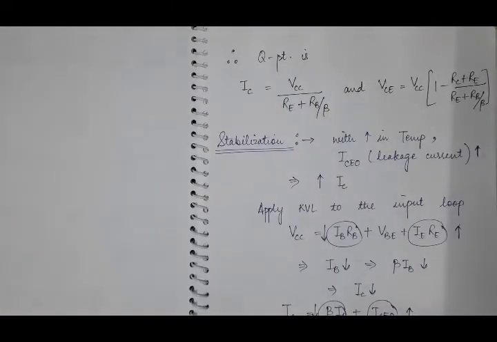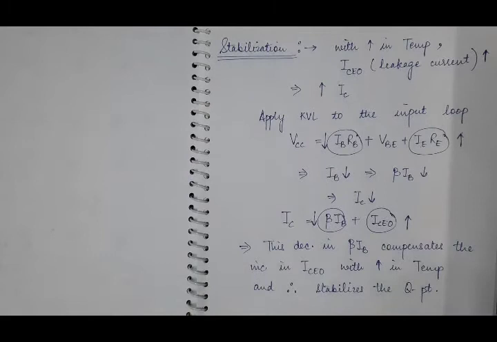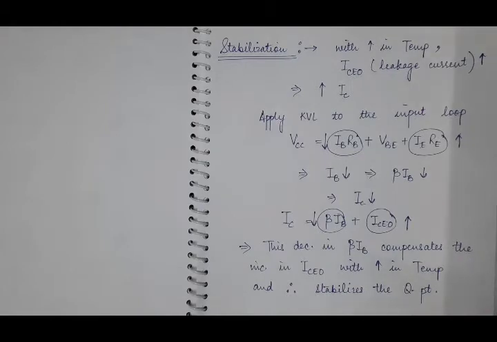So we were discussing base bias with emitter feedback, and we have discussed up to the stabilization of Q point after calculating the coordinates of the operating point. So now we will find the stability factor.